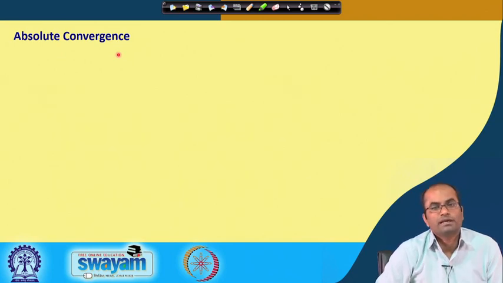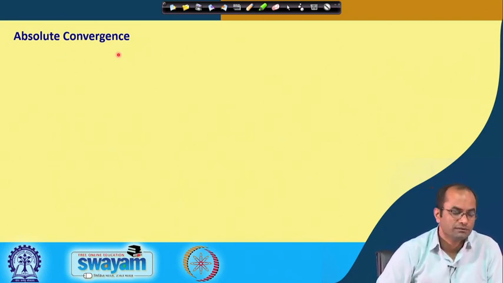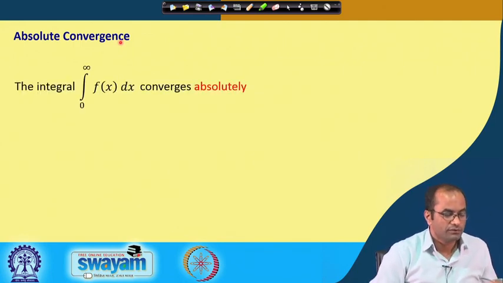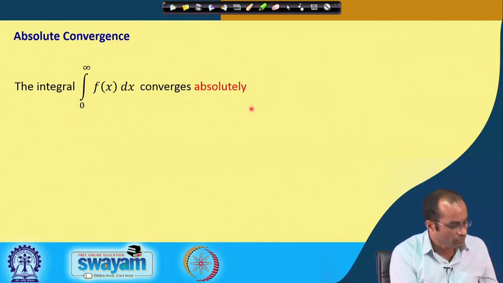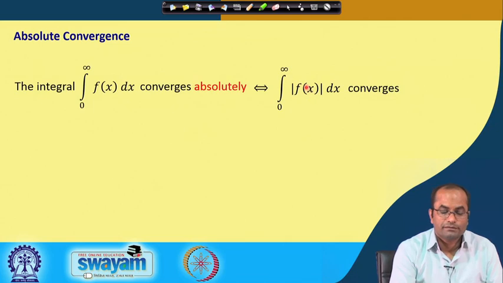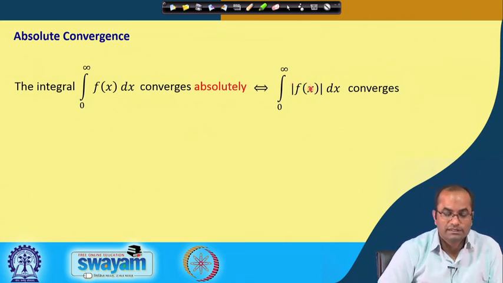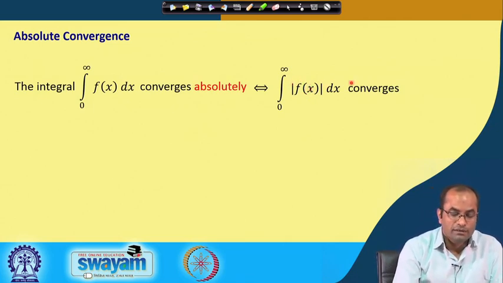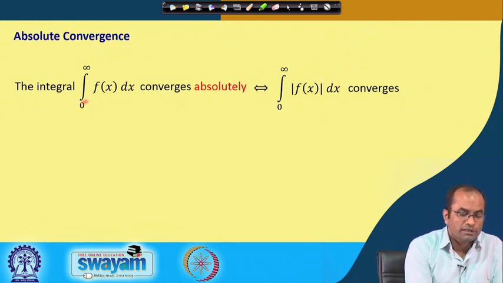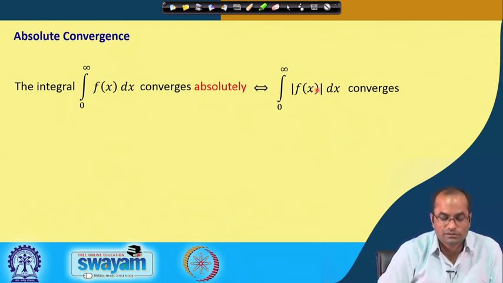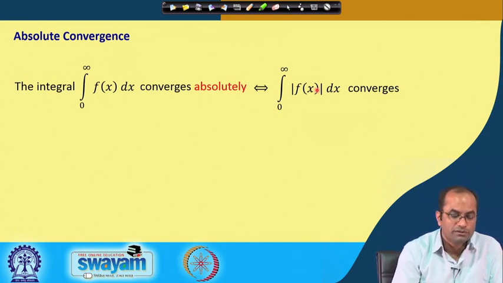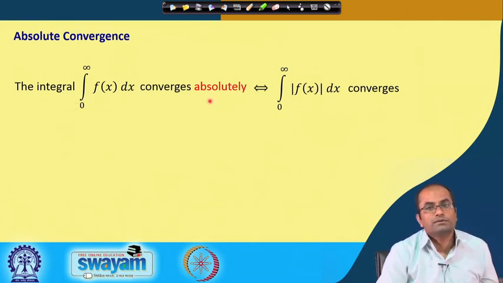We were talking about absolute convergence. Another important factor here is what absolute convergence is. As I said before, absolute convergence means that this integral converges absolutely if, with the absolute value of the integrand, the integral converges. Because we have taken the positive values of this integrand for the range 0 to infinity, if this converges, then we say that this integral converges absolutely.